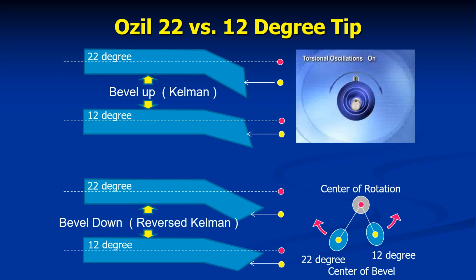In order to find the reason why the 12-degree tip cuts a hard nucleus better than the 22-degree tip, we have to look more into some physics. The construction difference between the 22 and 12-degree tip is the distance from the center of rotation to the center of bevel. The 22-degree tip has a longer distance.